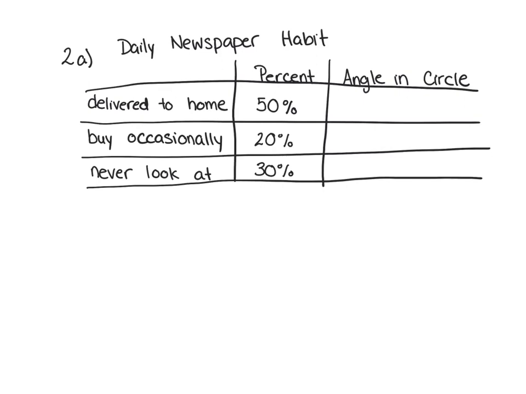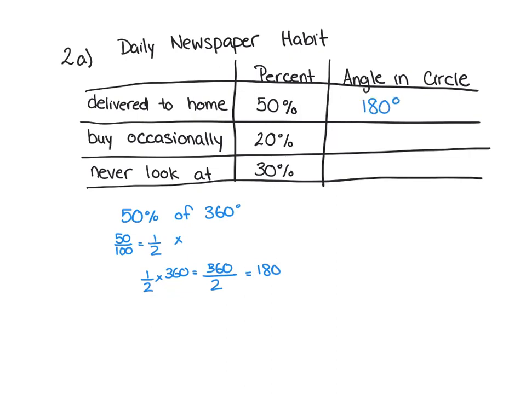So if I have 50%, I need to figure out 50% of 360. So 50%, our first step is we write it as a fraction, is 50 out of 100, which is the same thing as 1/2, right? Because we could divide them both by 50. Of becomes times, and our 360 will stay the same. So 1/2 times 360 equals 360 divided by 2, which gives us 180. So it should be 180 degrees in the circle.